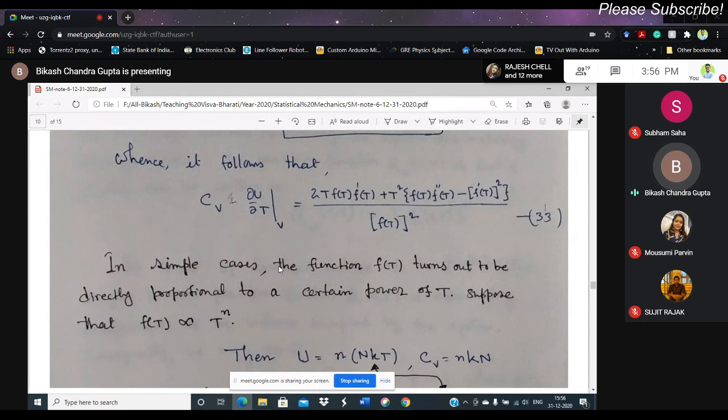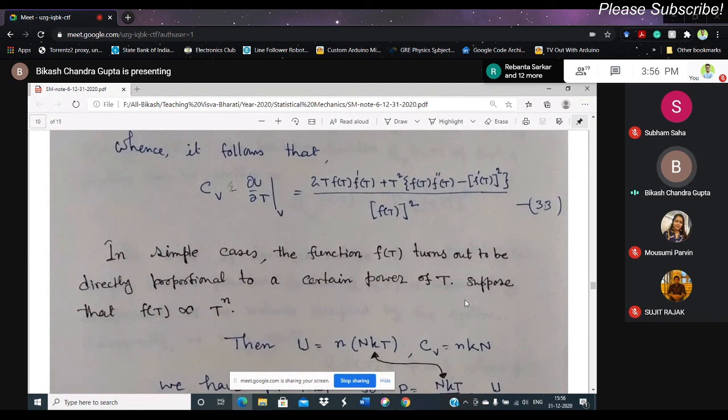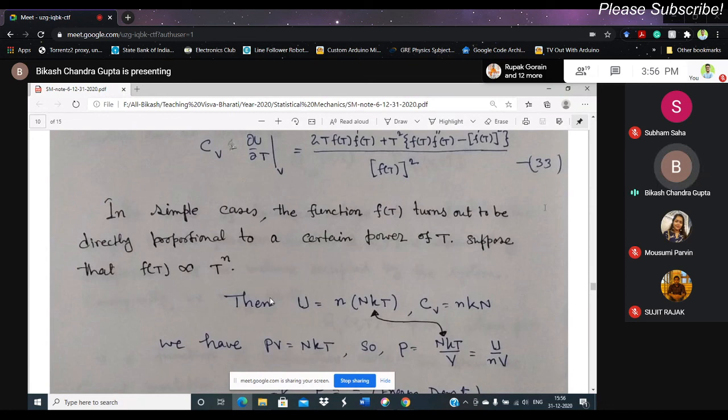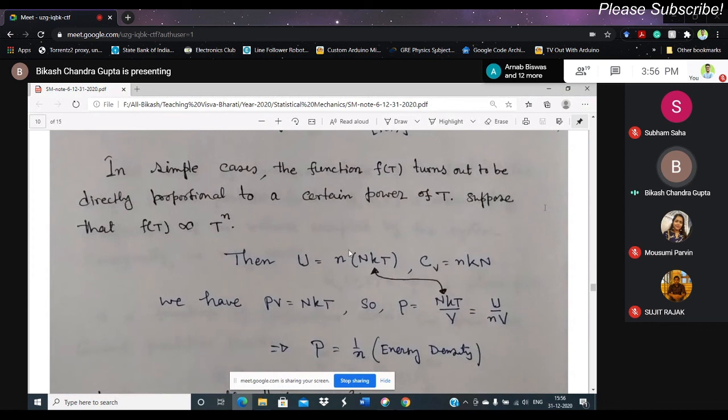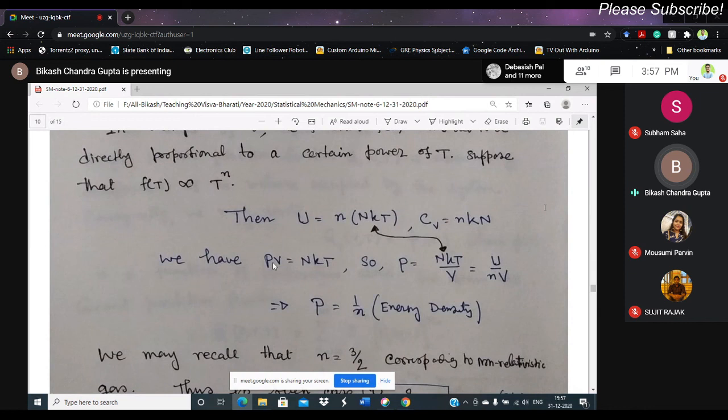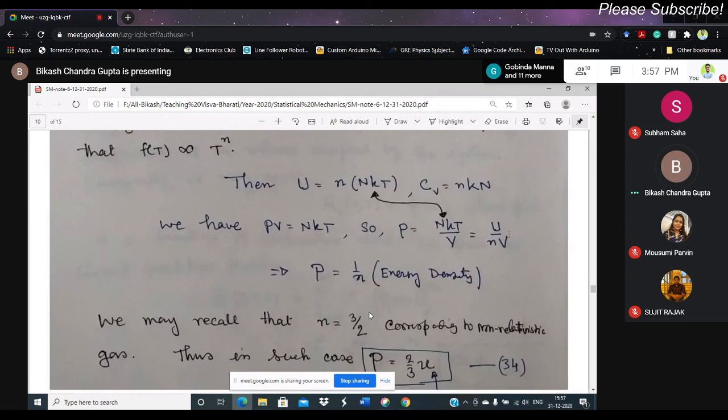Now, in the simple cases, the function f(T) turns out to be proportional to a certain power of T, in most of the cases, okay, simple cases. Then f(T) is T to the power n, then obviously you can write U is given by this, and therefore, if you do the derivative, you will have U as n times NkT, and C_V will have n times Nk, and of course you will have PV equals NkT anyway, so P equals NkT by V, and therefore you get P equals U by nV, and U by V is the energy density. You see, the pressure is 1 by n times the energy density, right?